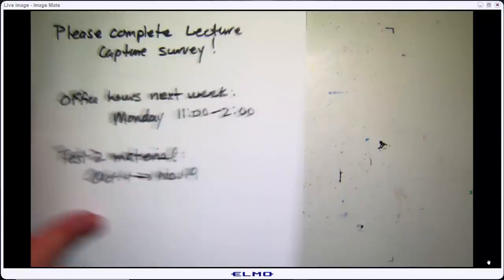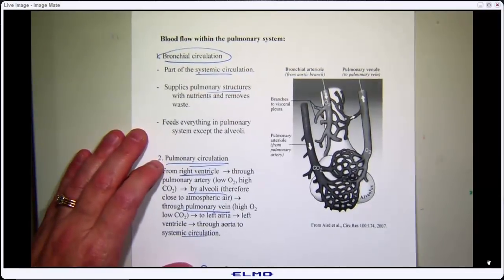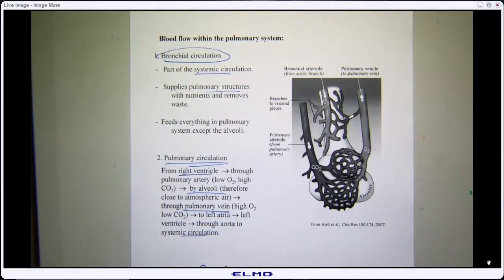Okay, cool. So then let's jump back into the material. We left off on Tuesday thinking about how we get airflow into the system, and of course the whole respiratory system was built in order to get airflow in close proximity with blood flow. So we've dealt with the airflow side of things. Now we need to think about the blood flow side of things.